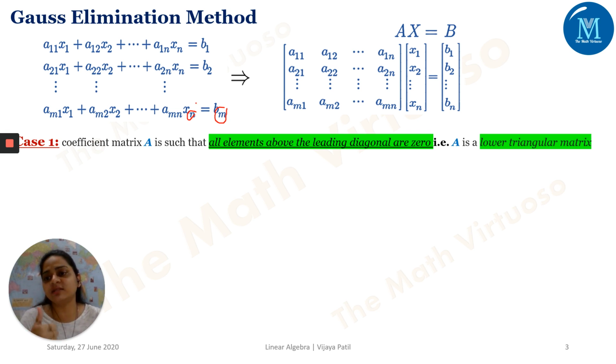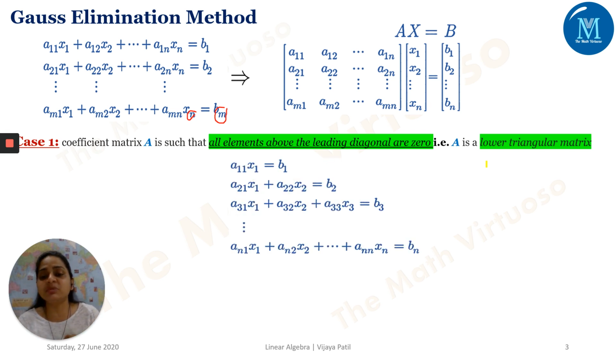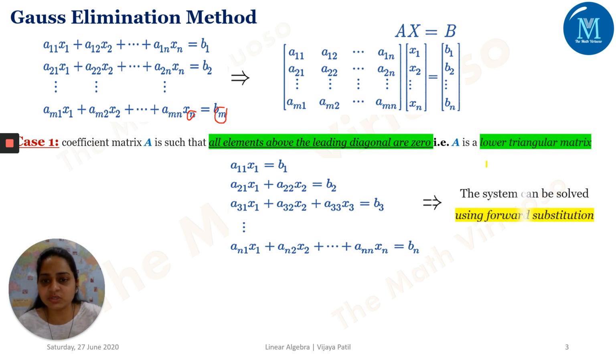First of all, let us consider case one. The coefficient matrix capital A is such that all elements above the leading diagonal are 0. That is, capital A is a lower triangular matrix. We have seen the definitions of lower triangular and upper triangular matrices. A lower triangular matrix means all the elements above the main diagonal are zeros. So this is known as the lower triangular matrix.